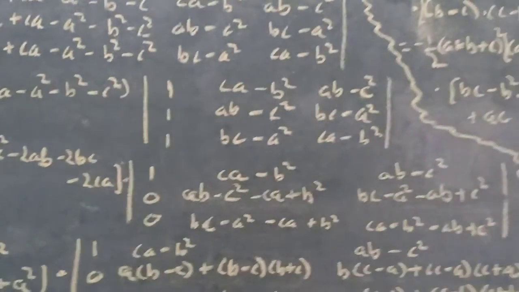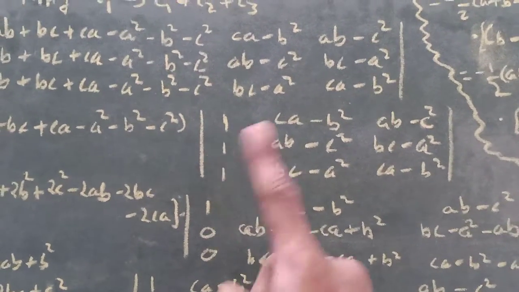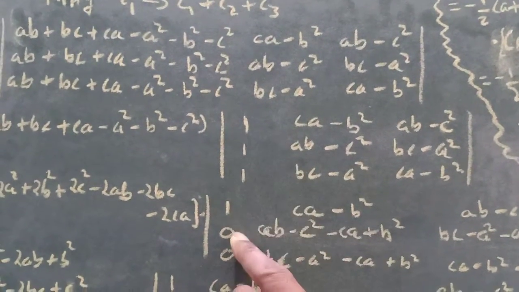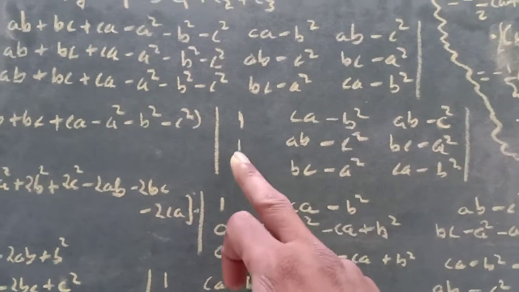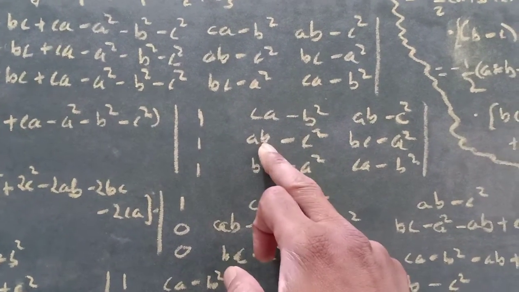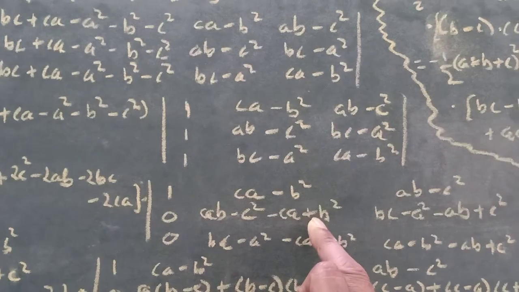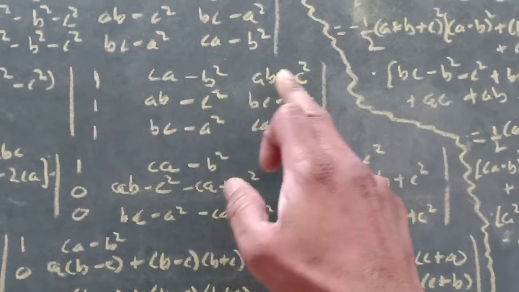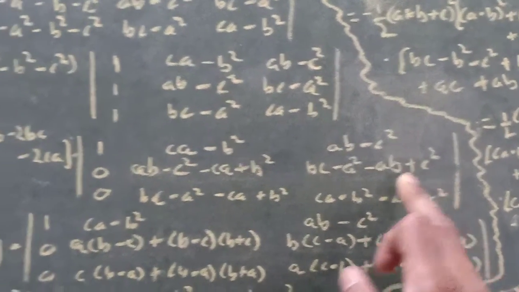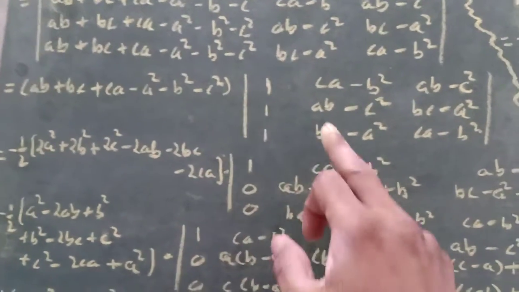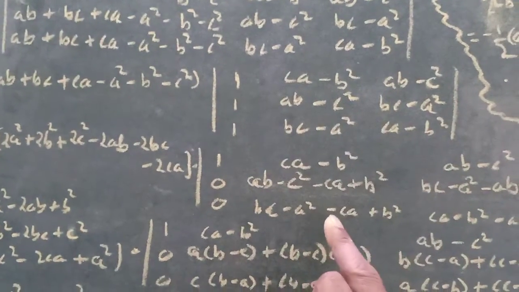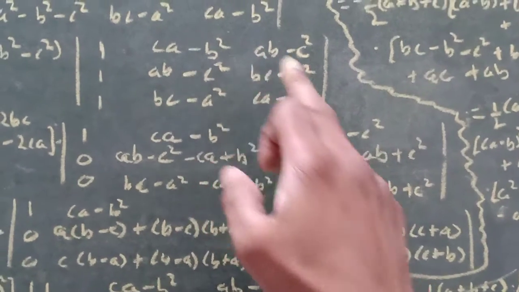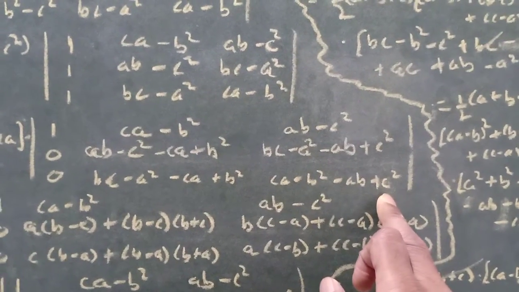And in this determinant I am applying R2 minus R1 and R3 minus R1. The first row remains as it is. The second row becomes 1 minus 1, 0; AB minus C square minus CA, minus becomes plus B square; BC minus A square minus AB, minus becomes plus C square. And in row 3, 1 minus 1, 0; BC minus A square minus CA, minus becomes plus B square; CA minus B square minus AB, minus becomes plus C square.